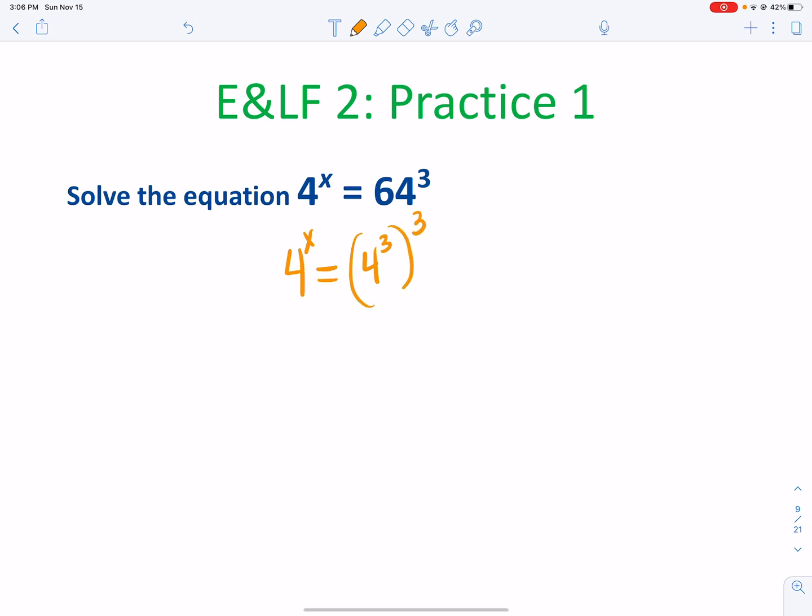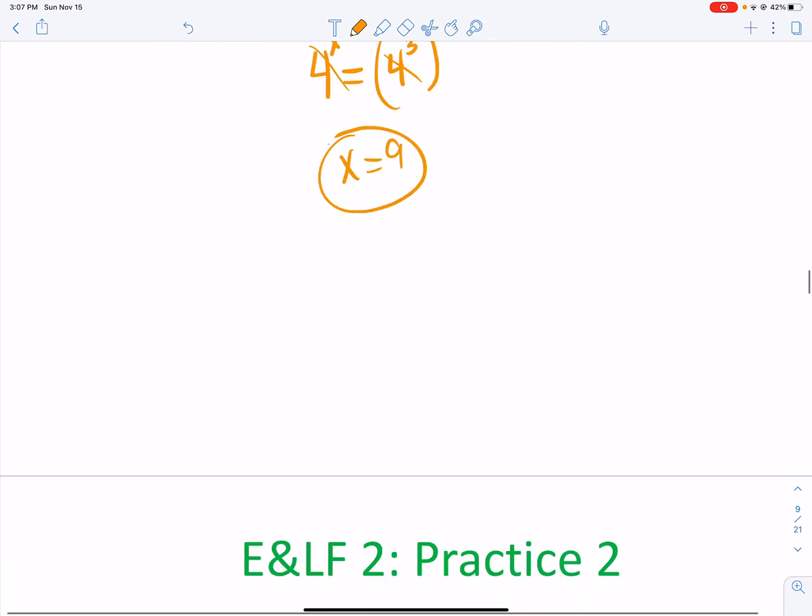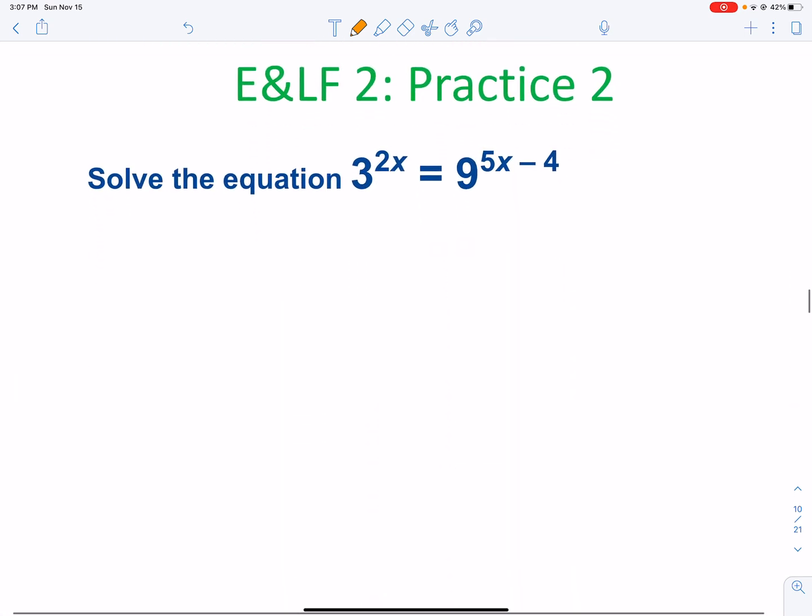And then that's to the third. So my bases are the same. So my answer is 9. And you can check it by plugging it back in and seeing that both sides match. Okay, I would like you to try this one.